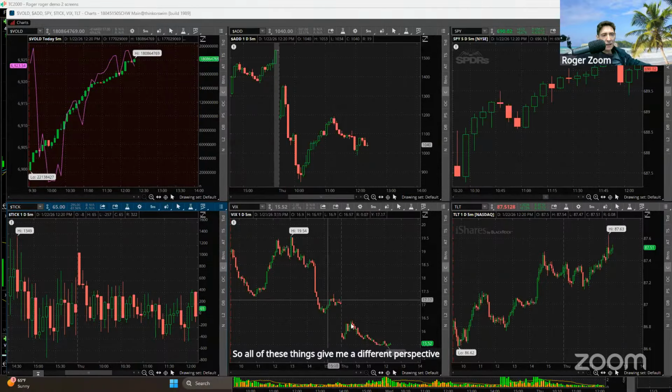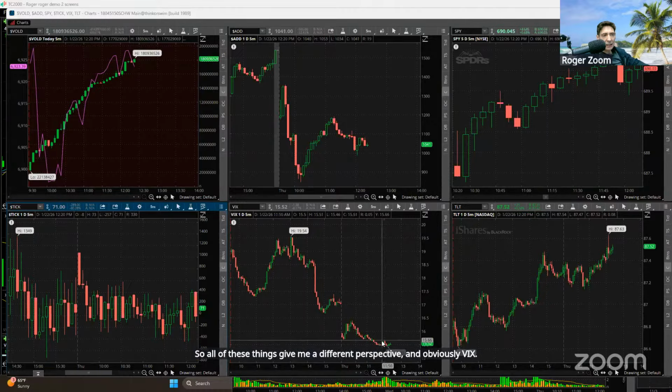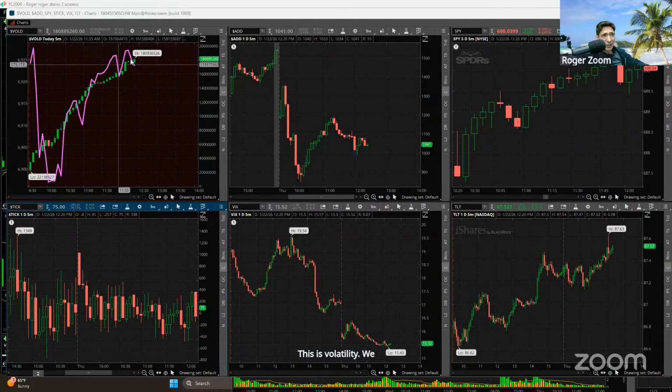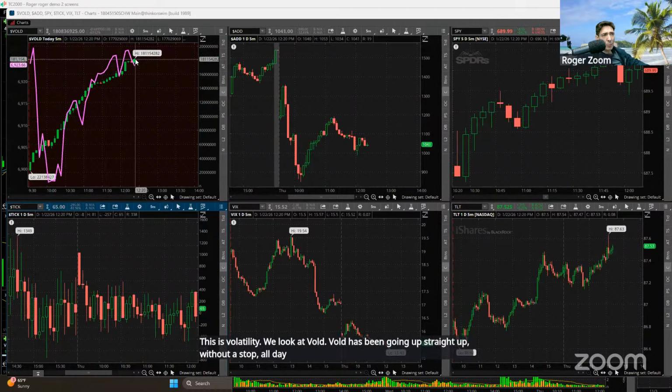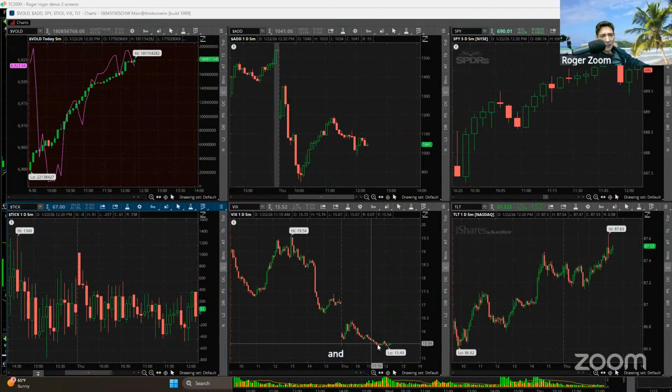And obviously VIX, this is volatility. We look at Volt. Volt has been going straight up without a stop all day long, without one pullback. And look at VIX. VIX is going straight down. And bonds are going straight up. That's a bullish move. That's a bullish move.